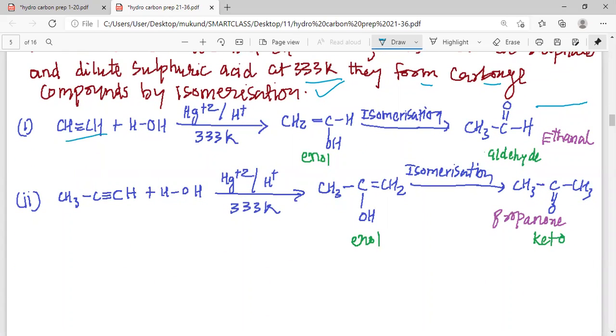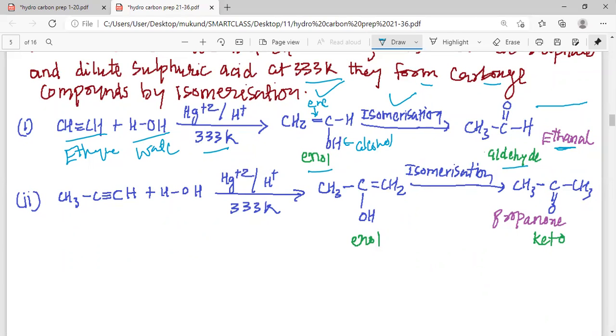So here if you take the ethyne, my dear students, and allow it to react with water in the presence of mercuric sulfate and acid like sulfuric acid at 333 Kelvin, first you get an enol form. This is called enol because here we have a double bond present and we have alcohol present, and that is why this form is known as enol form, and this enol form is isomerized to give us the aldehyde which is known as ethanal, CH3CHO.